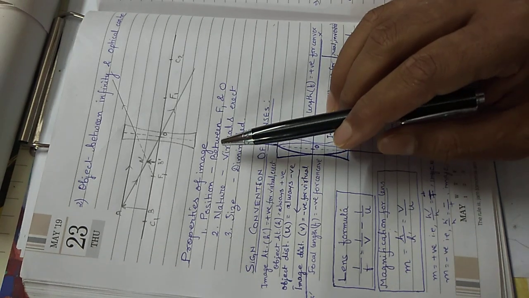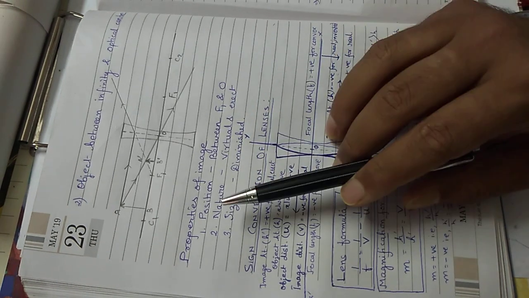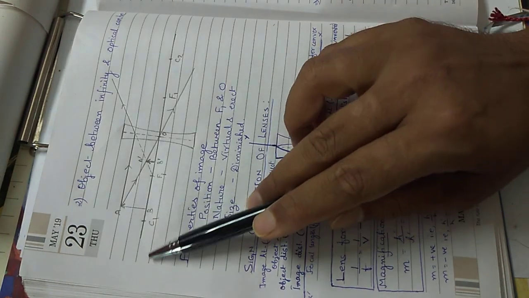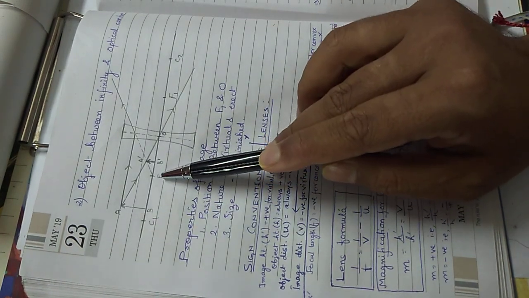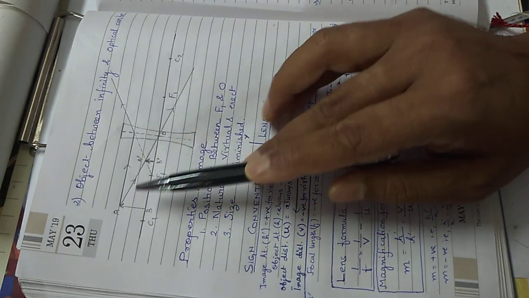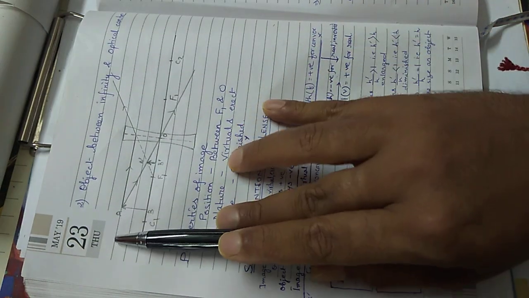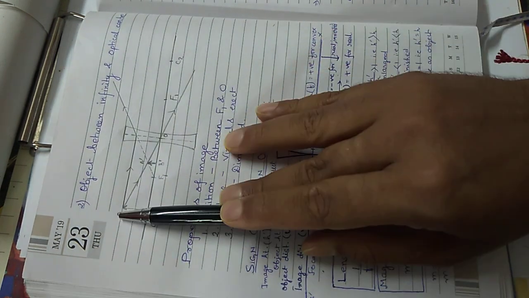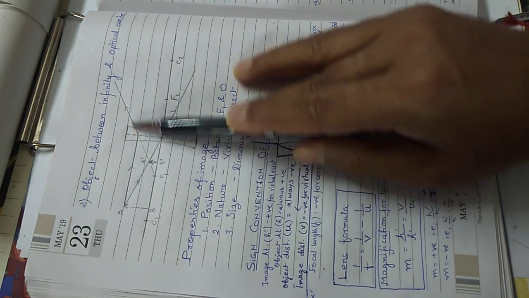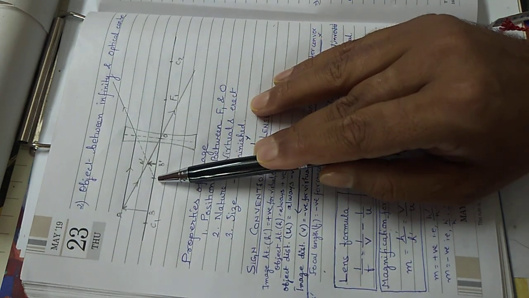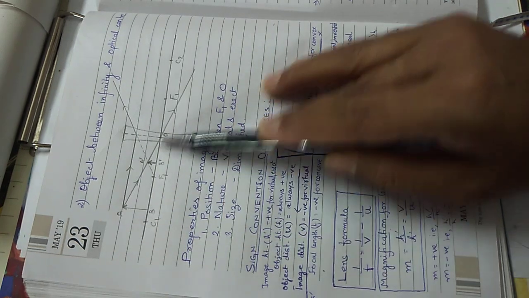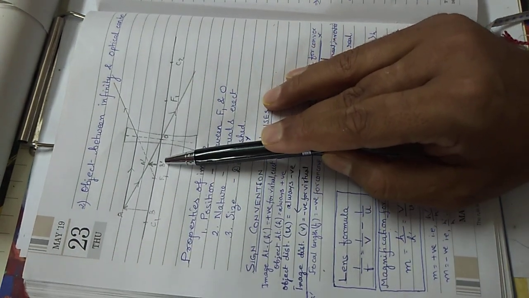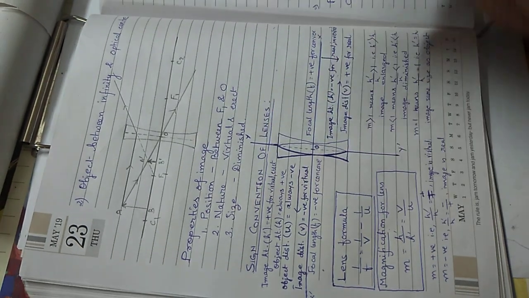Properties of the image: position between F1 and O, nature virtual and erect, and size diminished. So wherever you take the object, your image will be formed between F1 and O. Why? Suppose I have taken the object here. From here I will make a ray pass through O. Another ray, if I take it parallel, when produced backward, will seem to come from here. So any ray will cut this particular ray between F1 and O. So the image will be formed between F1 and O.